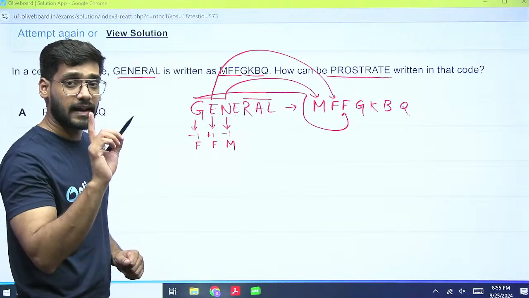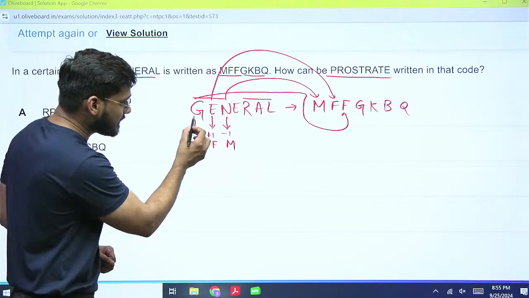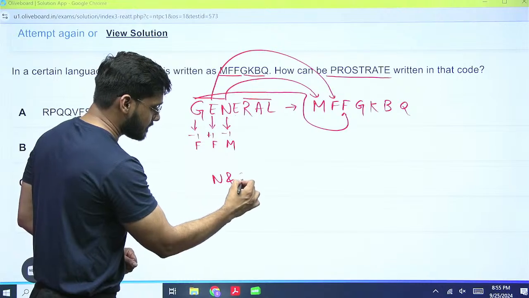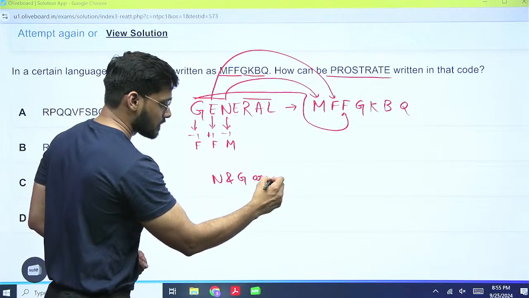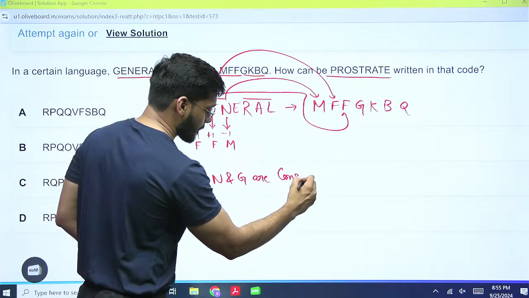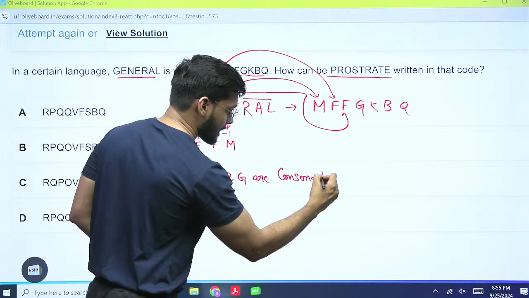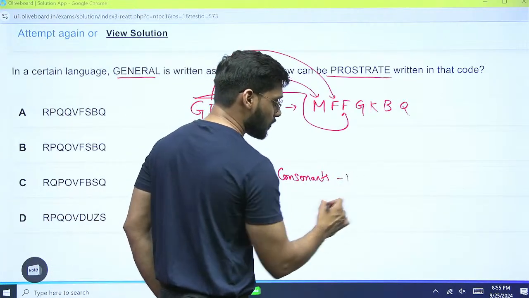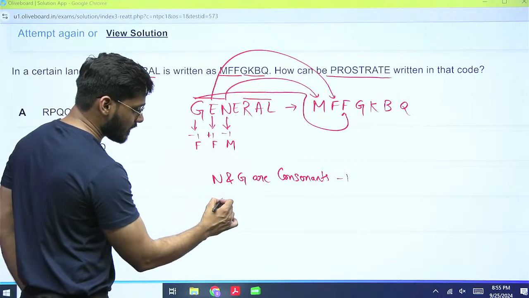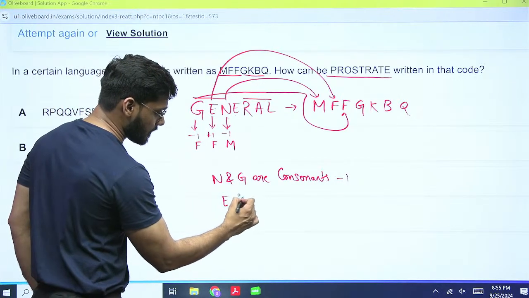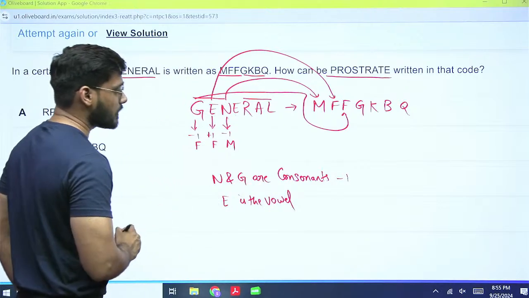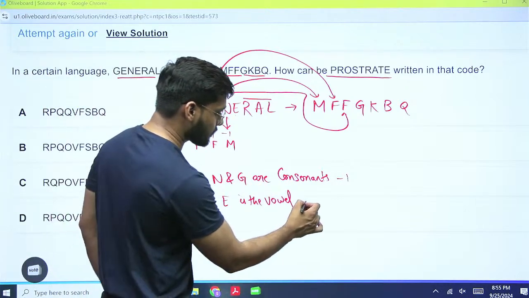This is the first logic, and the second one is that in GEN, N and G are consonants, and in consonants we have done the operation of -1. E is the only vowel, and in that vowel we have done +1.